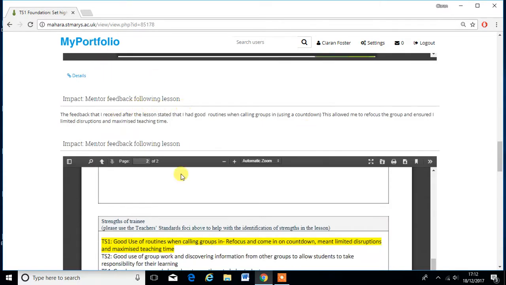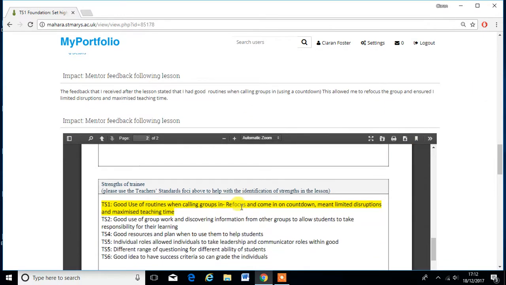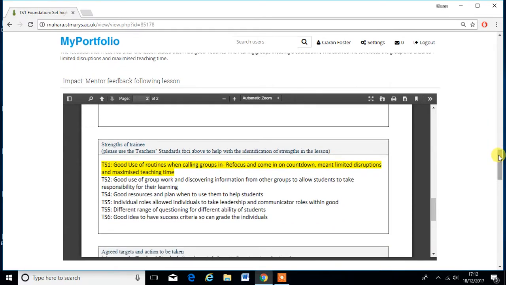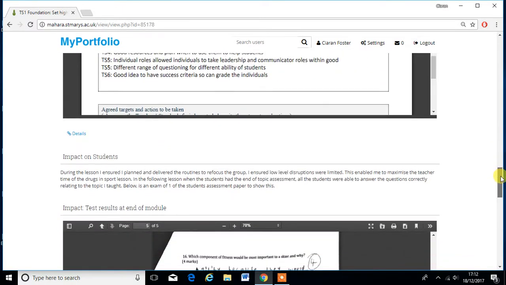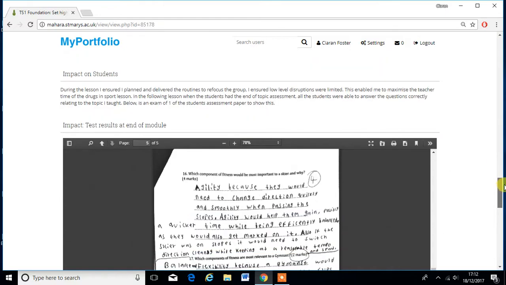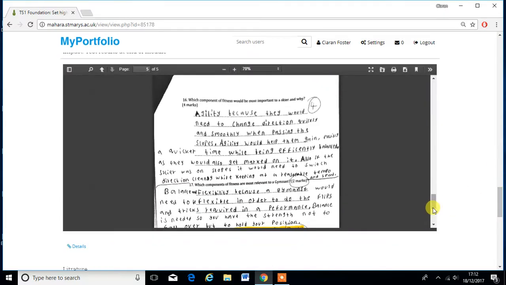my mentor feedback following the lesson was one of the impacts I looked at. So my mentor said it was good use of routines and calling the group in to refocus with the countdown, which meant limited disruptions and maximised teaching time, and I felt there were very few disruptions within the lesson. So that is a positive. Also looking at the impact of my teaching, how it impacted the pupils' progress.